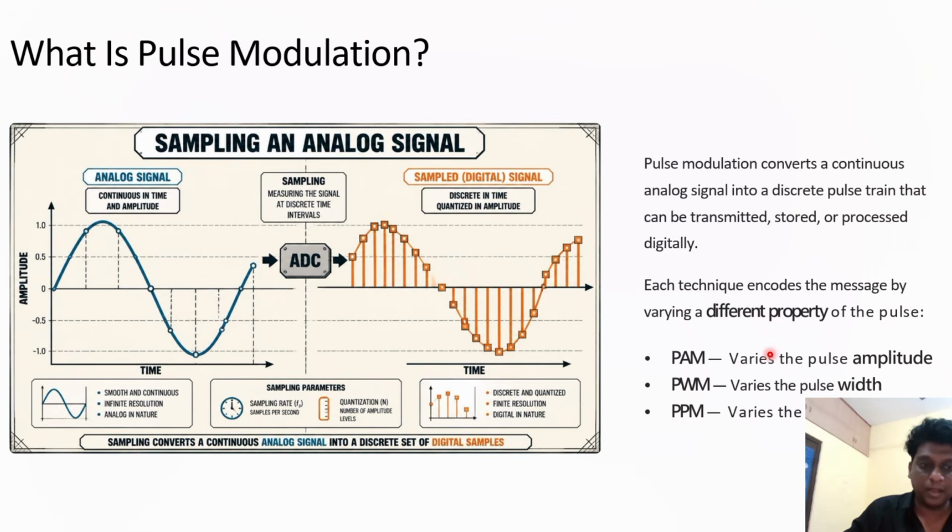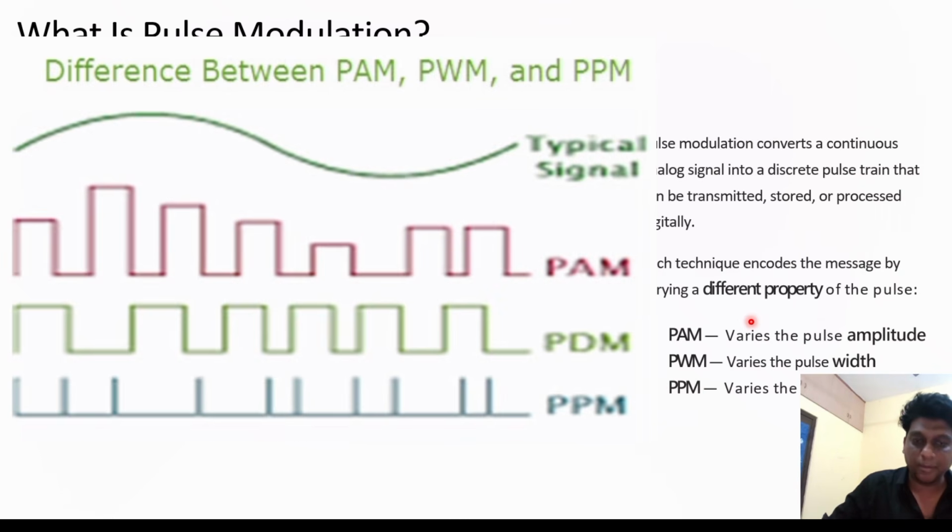In PAM, the amplitude or height of the pulses is varied. In PWM, the width or duration of the pulses is varied. In PPM, the position of the pulse in time is varied.